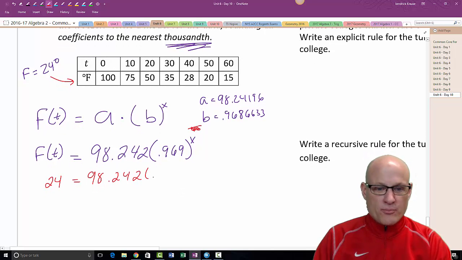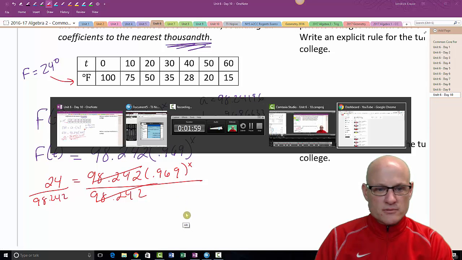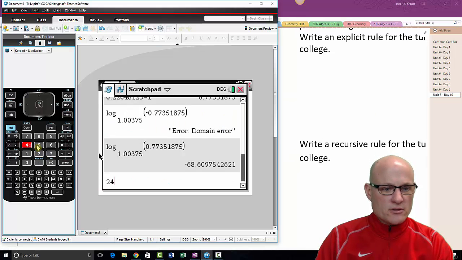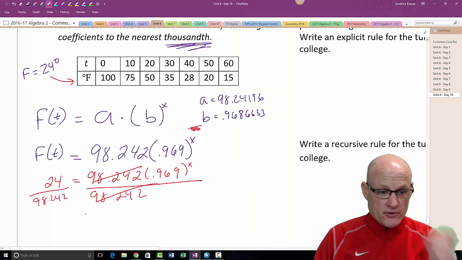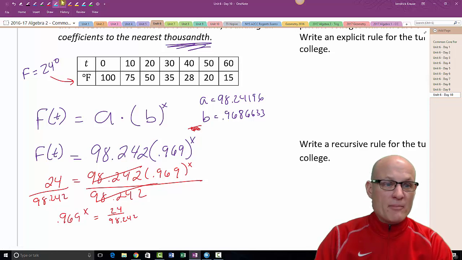All right, so 0.969 to the x. I divide by 98.242, because you got to get the weird thing alone. Go to my calculator, and I take 24 and divide by 98.242. All right, I get that obnoxious number. So I get 0.969 to the x equals 24 over 98.242, and I'm just going to leave it like that.